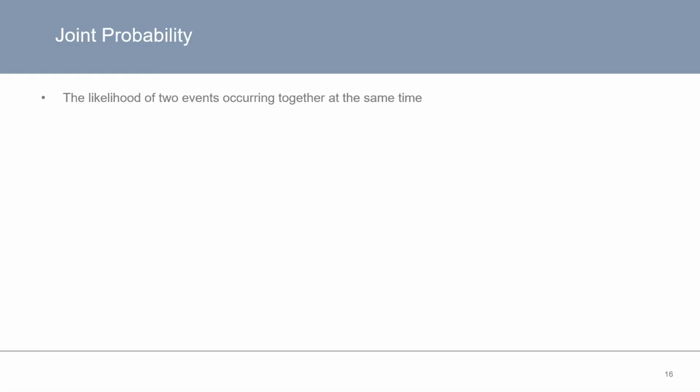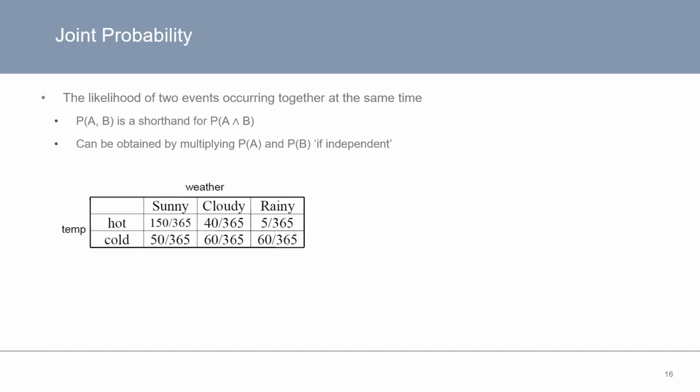Next, we have joint probability. This is the likelihood of two events occurring together at the same time. We can use this notation as shorthand for the joint probability of A and B. It means the same thing as the probability of A and B happening at the same time. We can obtain this probability by multiplying the probability of A and the probability of B, but only if A and B are independent. Here's another weather example, but now we have two aspects of the weather.